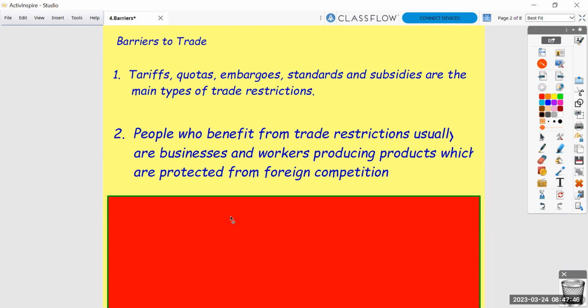Now, the people who benefit from trade restrictions are usually the businesses and the workers that produce those products. What you're going to see is when we have a barrier to trade, it's going to increase the world price so that the domestic firms can produce more. And when the domestic produces more, they hire more workers.